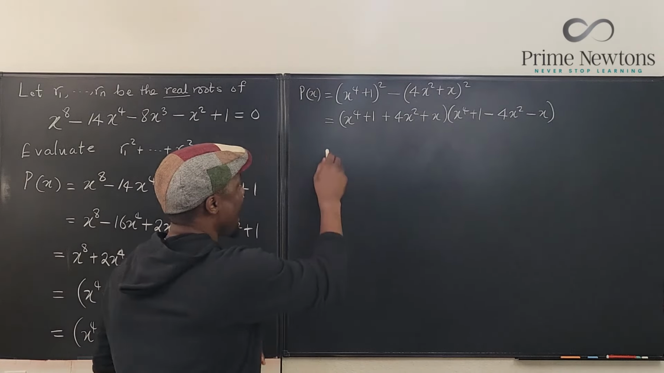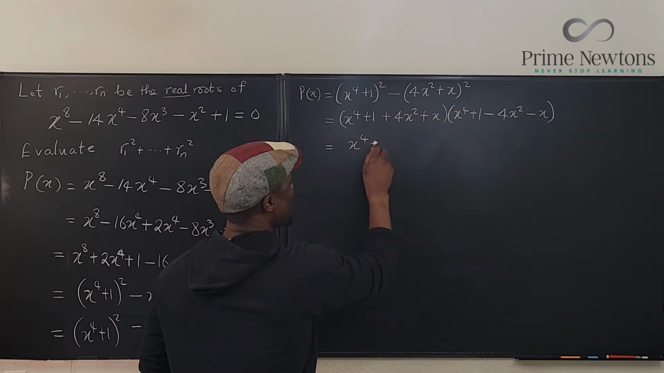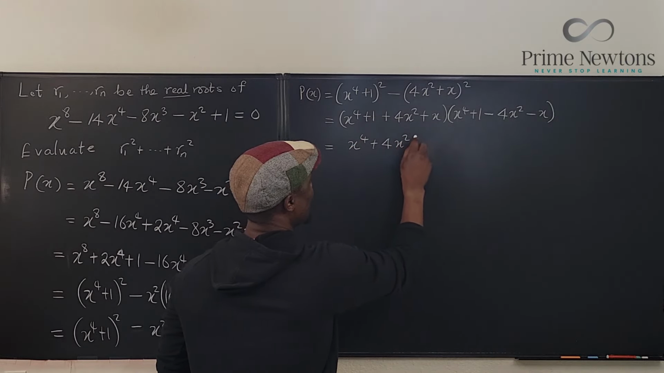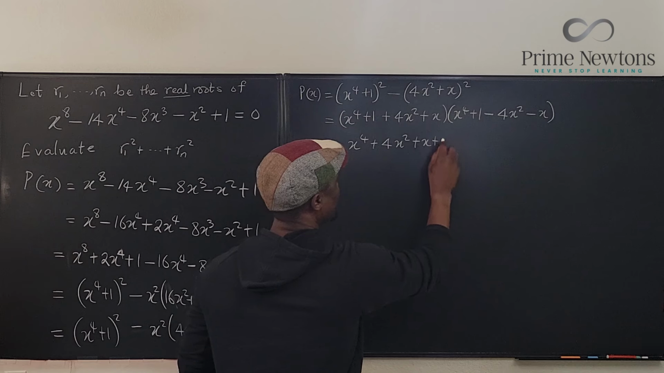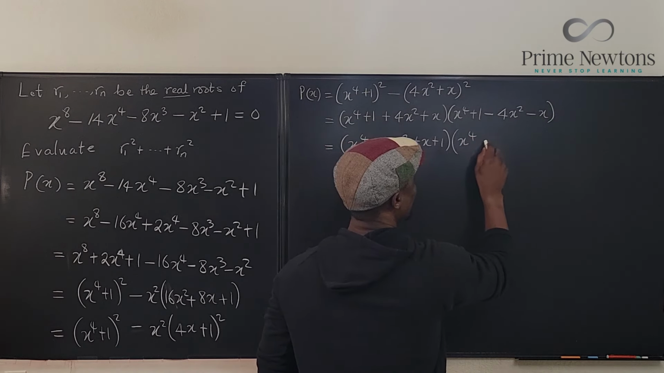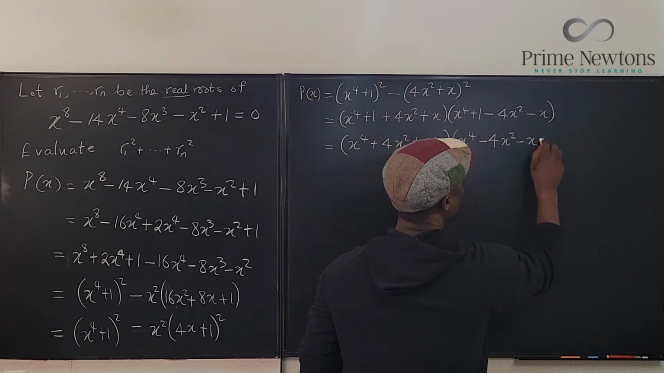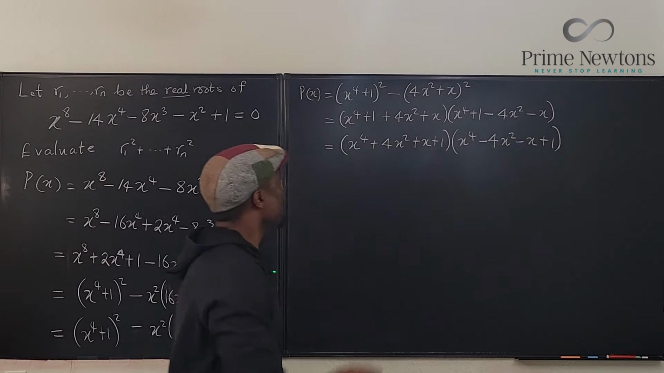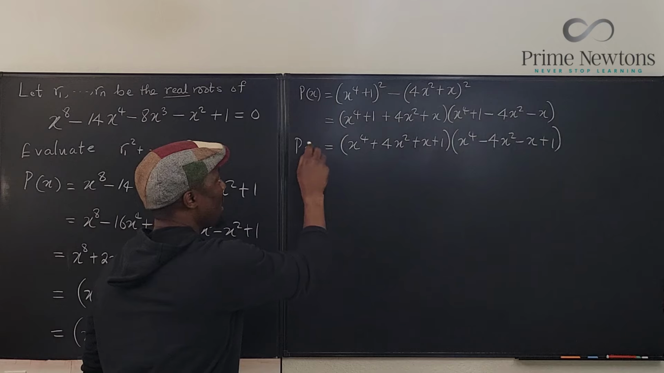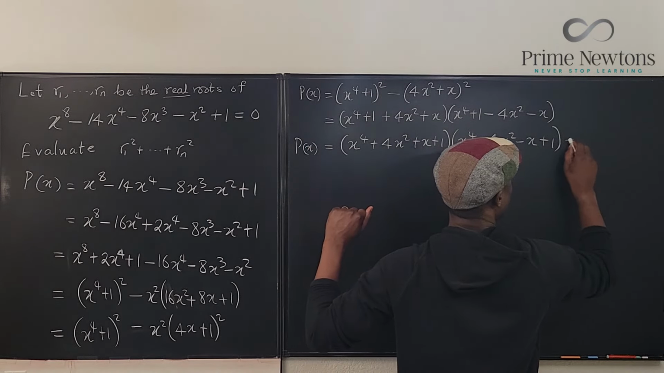Now see, I have something nice. x to the 4th plus 4x squared plus x plus 1. Nice. And I have x to the 4th minus 4x squared minus x plus 1. That's it. That is the polynomial we had at the beginning. And this polynomial is equal to 0.